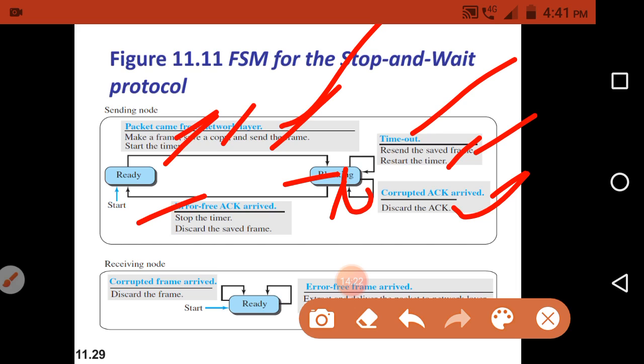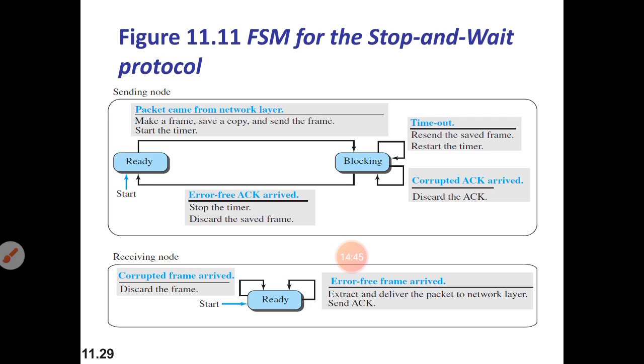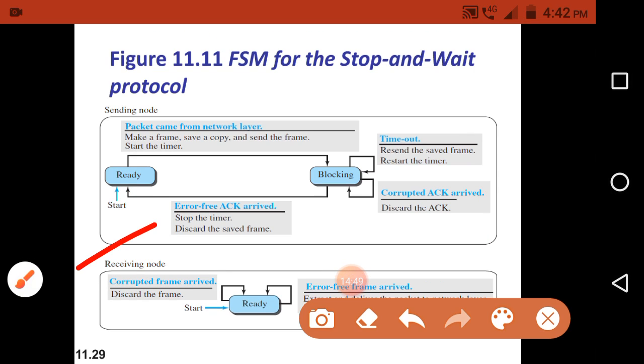And the third event is the error free acknowledgement. If the receiver sends an acknowledgement that is error free, then it will stop the timer and discard the saved copy of the data frame, and it will move to the ready state, meaning it is ready to send the next frame to the receiver, okay. So this is the finite state model for the sending node. Next we will discuss the finite state model for the receiving node, okay.